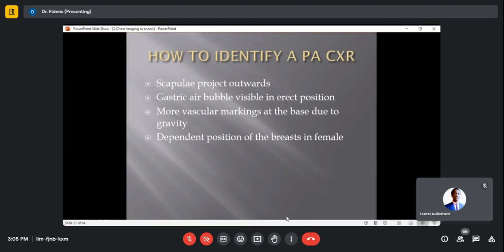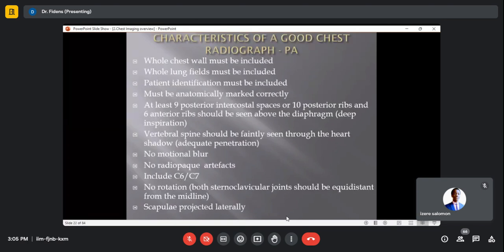Okay, the gravity. So now, the characteristics of a good chest radiograph. Now hear this very well. Try to understand this very well, because before you start analyzing a chest radiograph, you should make sure that it is very well done. If it's not well done, it can mislead you. Number 1, the whole chest wall must be included. That's very important. The chest wall must be included, up, down, left, right. Number 2, the whole lung field must be included.